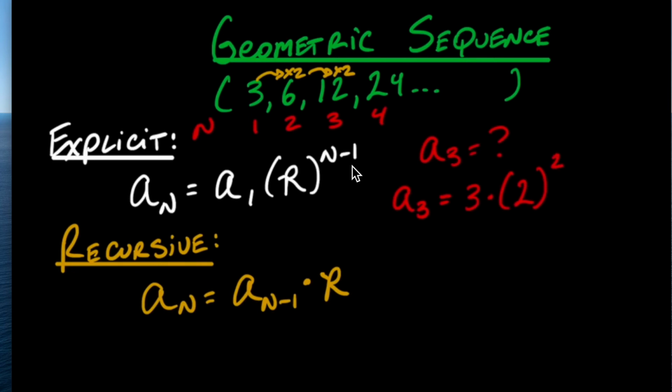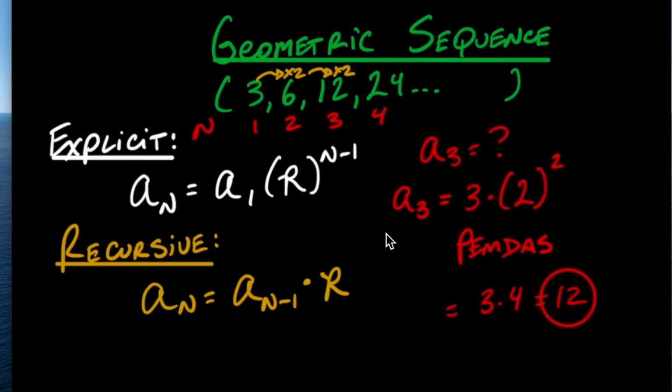Now, folks, very important when you do this calculation, when you evaluate this, remember PEMDAS. Exponents come before multiplication. So you want to go ahead and do the exponent calculation first. So you could see we got 12, and that matches our data. The value at position 3 is 12.